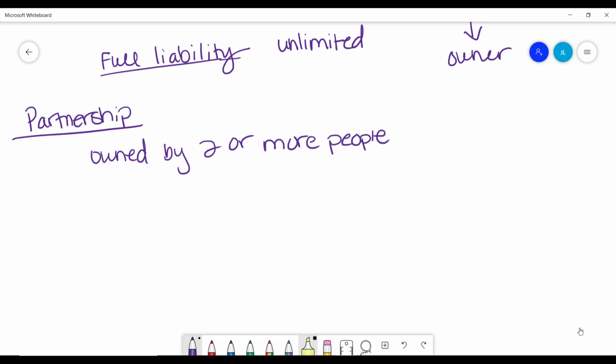So two or more. And these people voluntarily act as partners or co-owners of a partnership. This is common to be used for things like CPA firms and law firms, as well as professional practices like medicine. So sole proprietorships and partnerships are common forms of business for those kinds of professions.